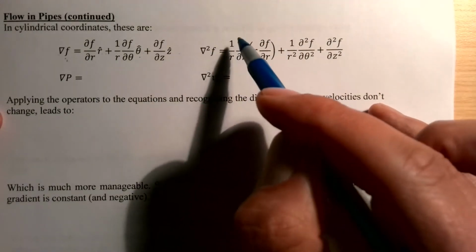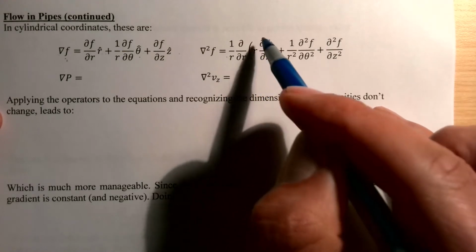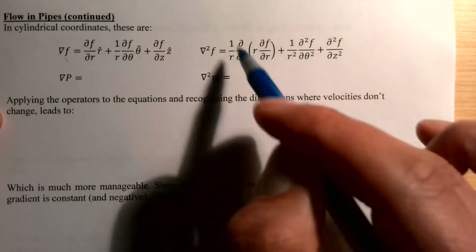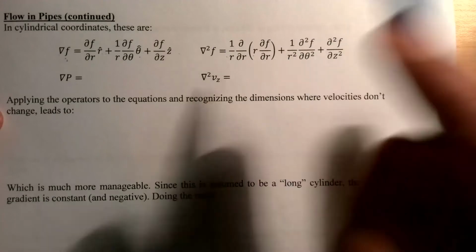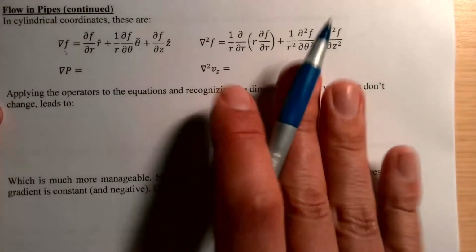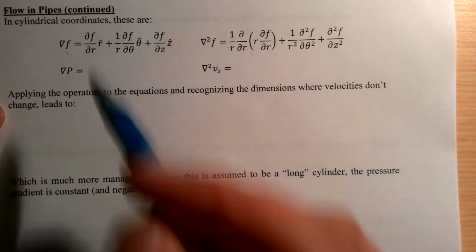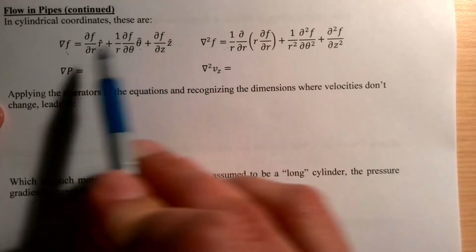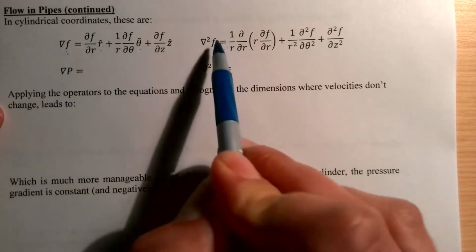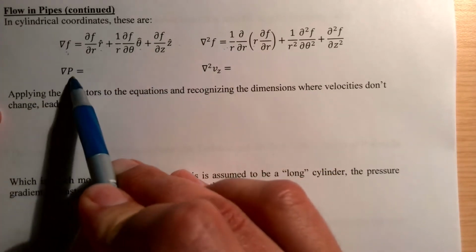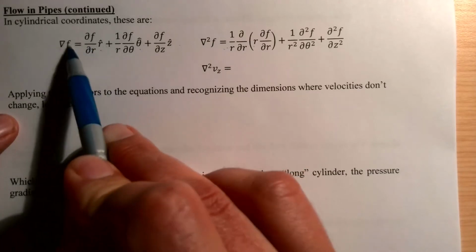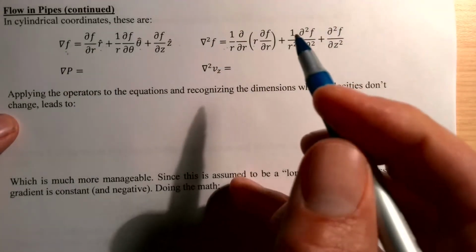So you've got a 1 over r d/dr of r df/dr. This looks kind of messy, but again, we can simplify things, and we've got these other two terms here. Anyway, given these definitions for del f and del squared f, now we need del p, so basically just taking the f and making a p out of it.